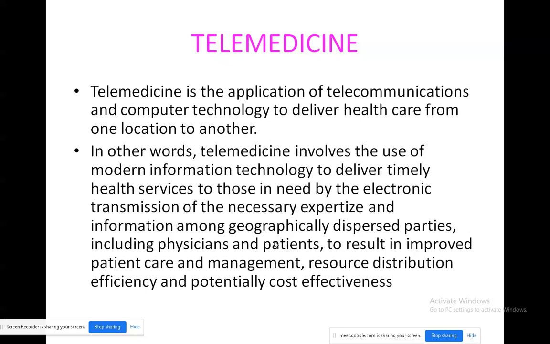It gives improved patient care and management, and resource distribution efficiency. That means if you want to scan the patient, or take the parameter analysis, such as what the temperature is, what the pressure is, what the BP is, what the sugar is, if you want to check anything, immediately you can do it by using telemedicine service or technology.